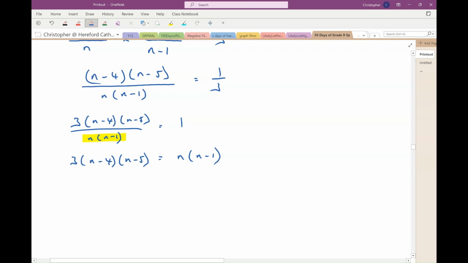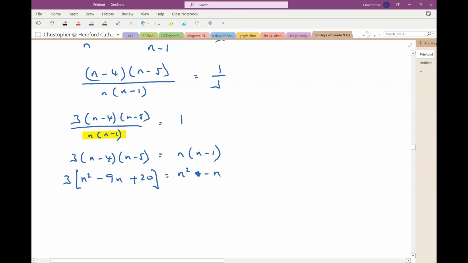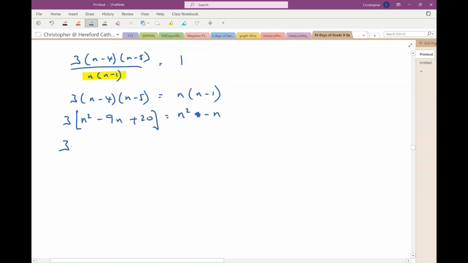Now this is looking a bit easier. Let's multiply out, expand those brackets there. n times n is n squared. We're going to get minus 4n and minus 5n, minus 9n, minus 4 times minus 5 is plus 20. That's going to be n squared plus, minus n. Let's multiply out that bracket on the left. 3n squared minus 27n plus 60 equals n squared minus n.